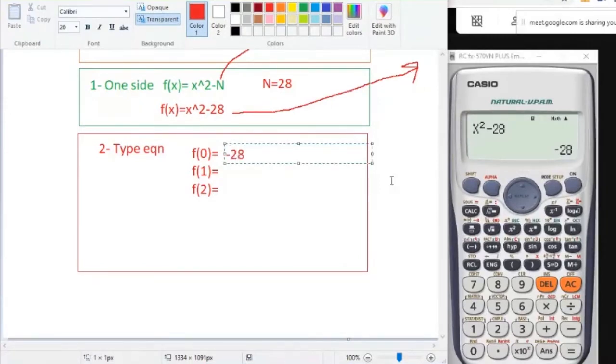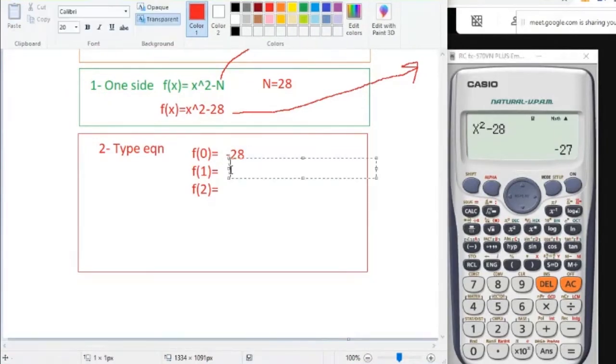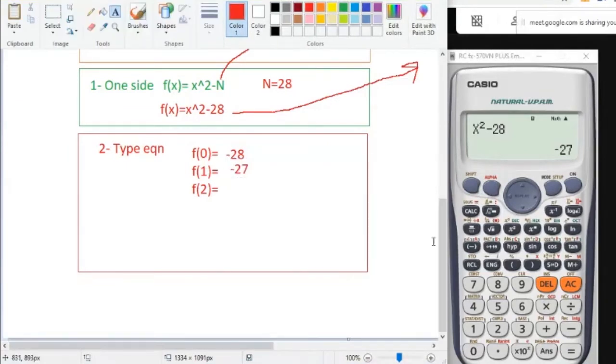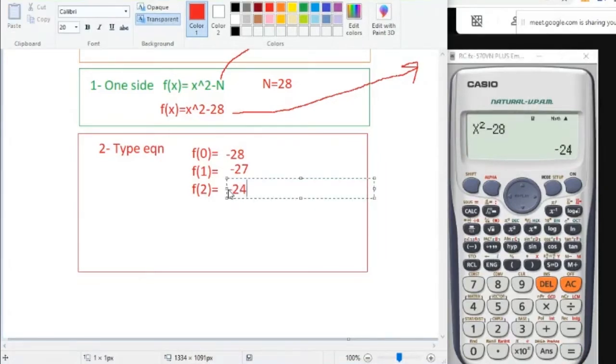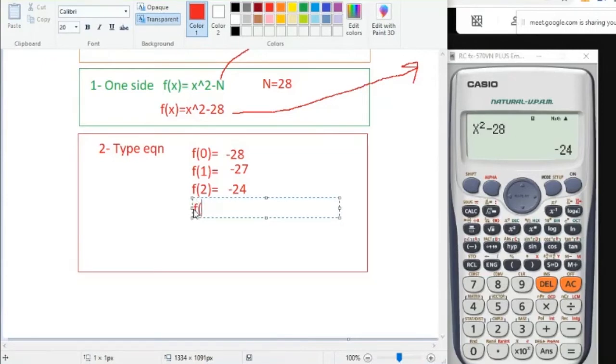When you put calc 0, the answer will become how much? Minus 28. Calc 1. When you put calc 1, the answer will become? Minus 27, correct. And when you put calc 2, it will become? Minus 24. After that, still all of them are minus. Then I should continue. I will put 3. When you put 3, it gives you calc 3: minus 19.